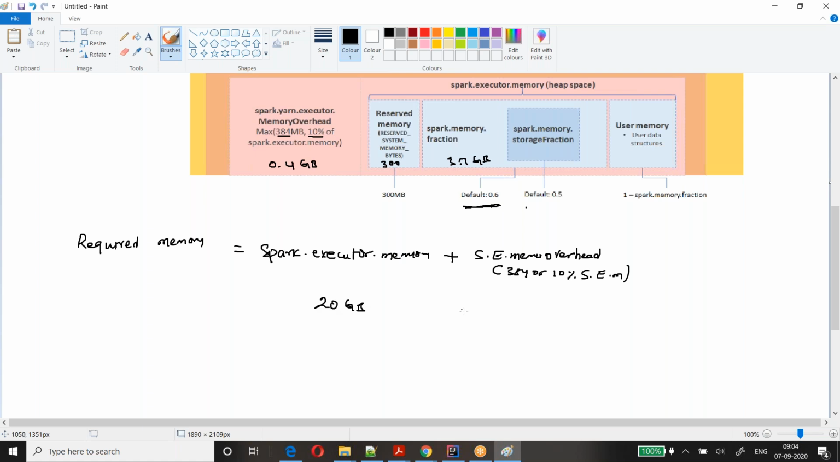Yeah, I have a question. One second, let me complete. So this requires 2 GB, 10%. Okay, right? Total how much will it be? 22 GB I require. 22 GB I require. Are you guys getting what I'm trying to say? This is how the calculation will happen.